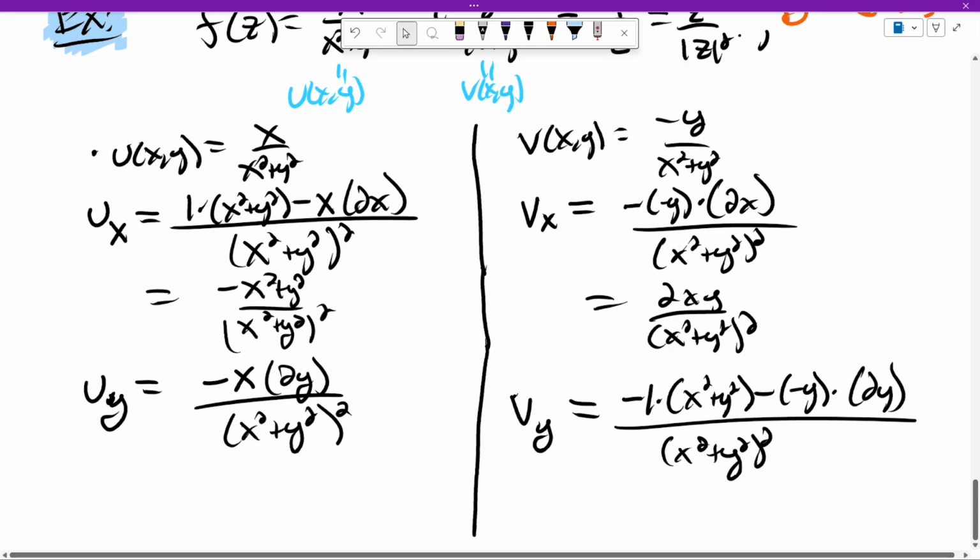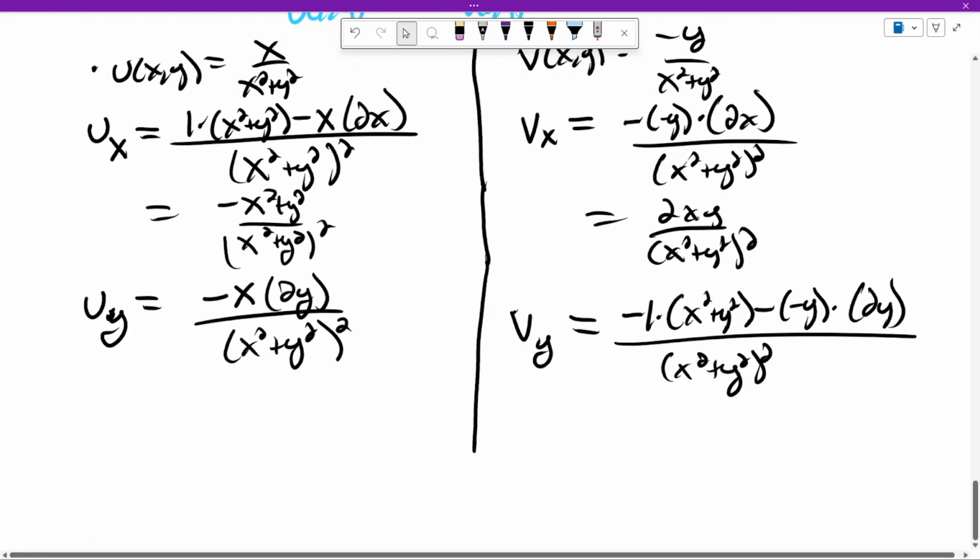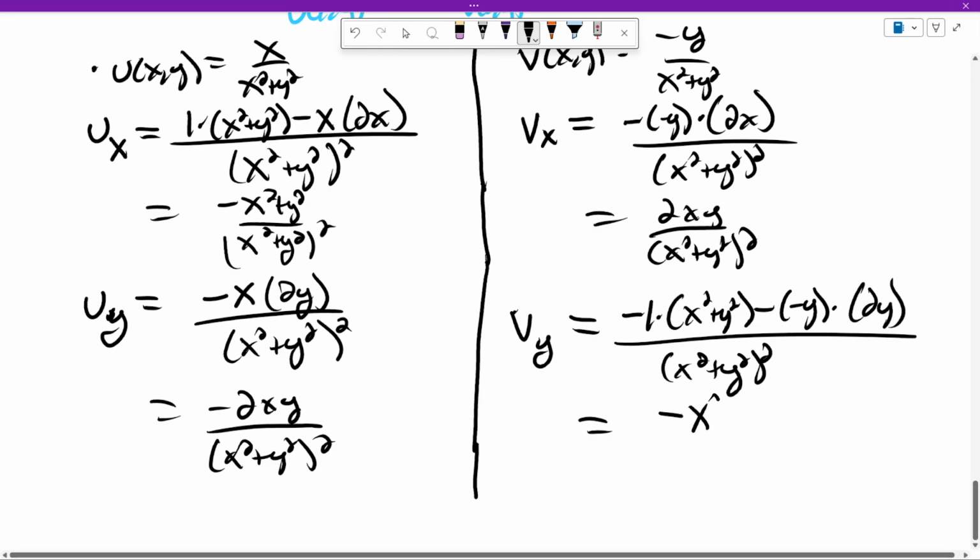All right, let's do some simplifying for these that we just computed. So we get negative 2xy over x squared plus y squared, squared. And now let's be careful with our negatives. We're going to get a negative x squared, and then a negative 1 times y squared, but there's going to be a plus 2y squared. So negative 1 plus 2 is 1.